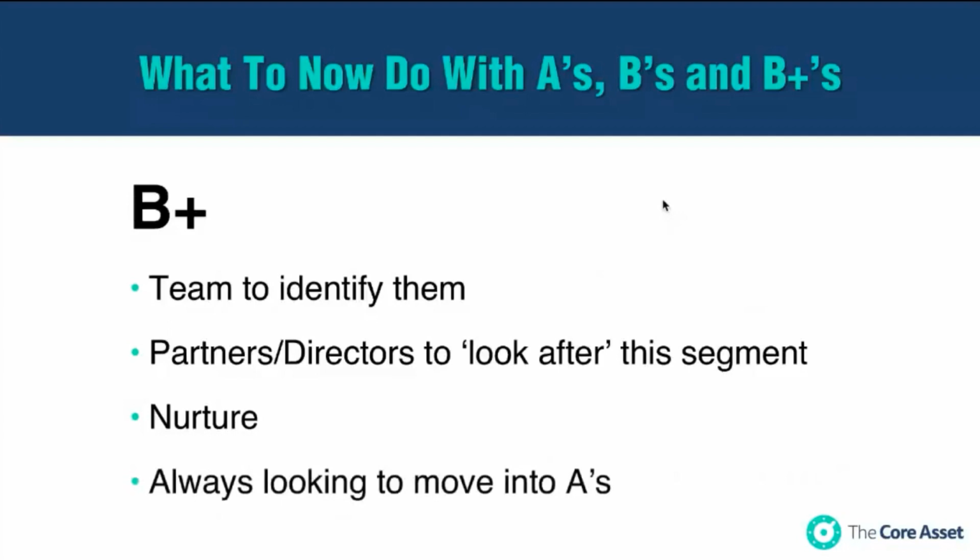And you're always looking with B plus clients to migrate them to A's. That's a really important part of the process, because a lot of your A's will come from your B's, and they will have potential to become A's. Conversely, you will get A's that move over into B's or even B pluses. There is a chance as well, of course, that A's can migrate down to C's or even D's. So that's something that you should also be looking at.